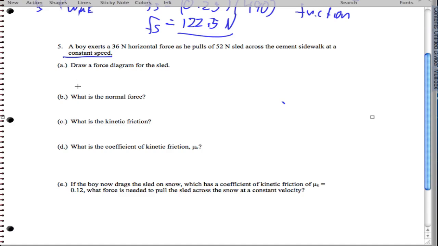So a 36 Newton force as he pulls a 50 Newton sled at a constant speed. Let's draw the force diagram for the sled. Man, you guys got to be sick of this one by now. We got the normal, we got the weight, we got the applied force, and we got the friction force, and it's kinetic.